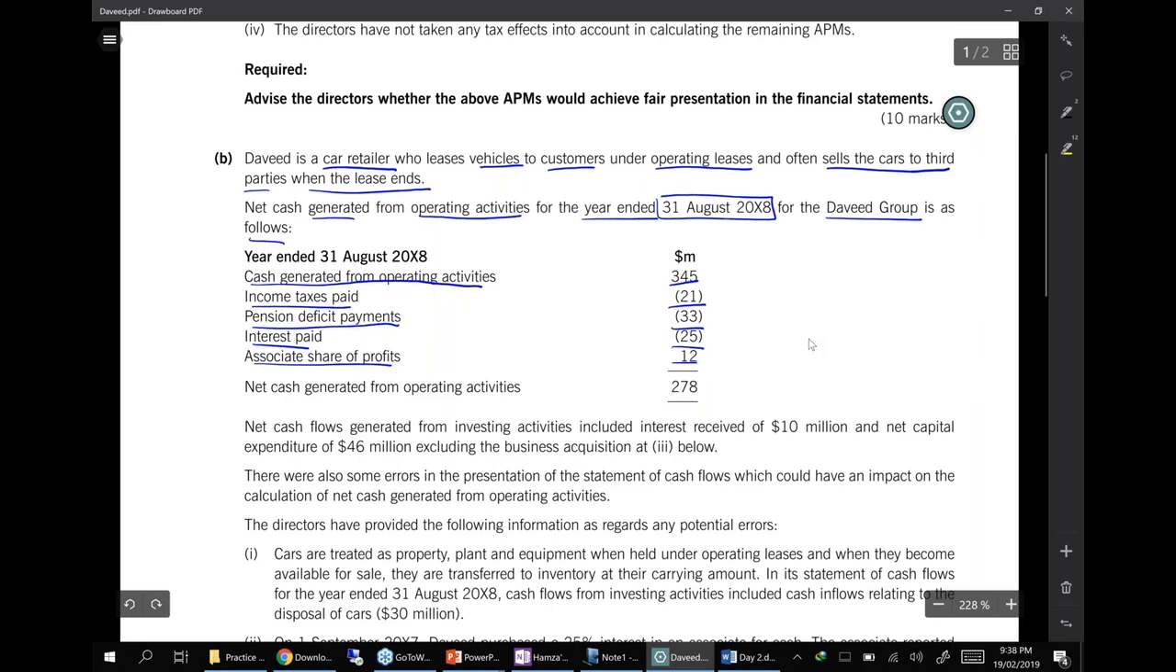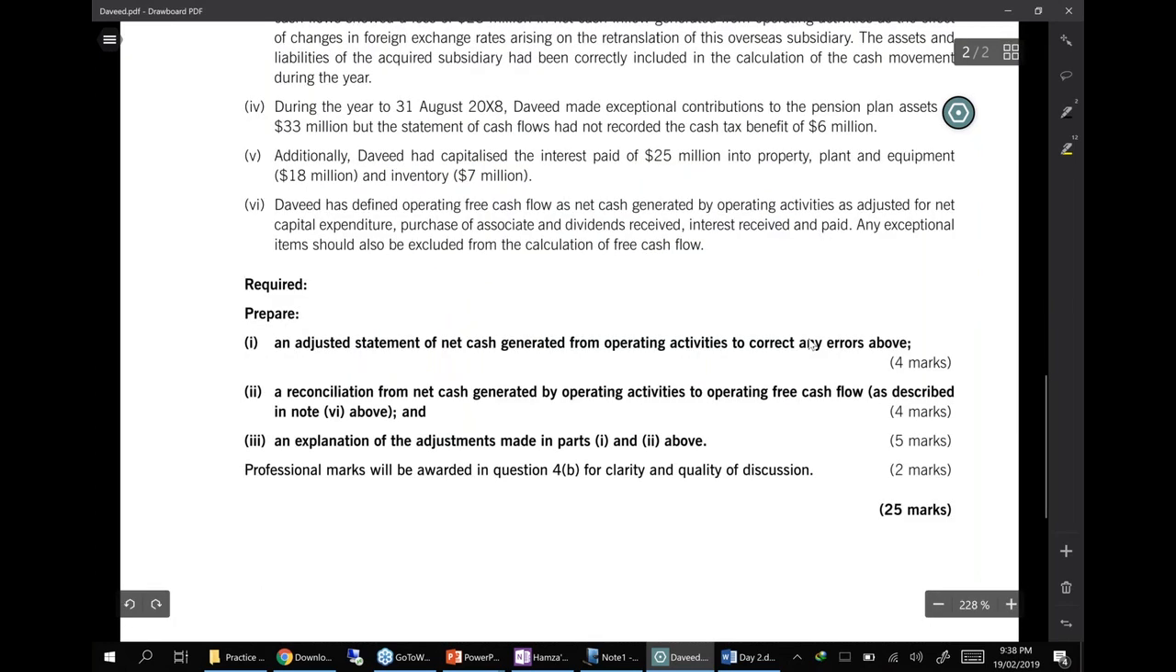Now let's see what is the requirement of the question. The question's requirement is to prepare an adjusted statement of net cash generated from operating activities to correct any error above. So the question wants us to prepare. The word prepare means to calculate in this case. So this is purely a calculation based requirement where we need to adjust the statement of cash generated from operating activities.